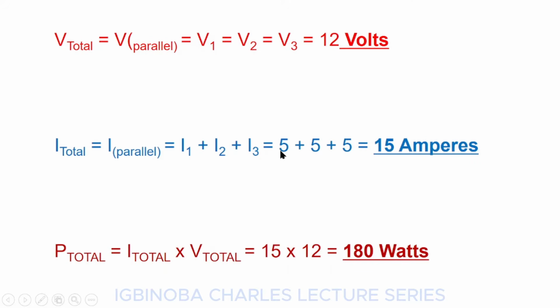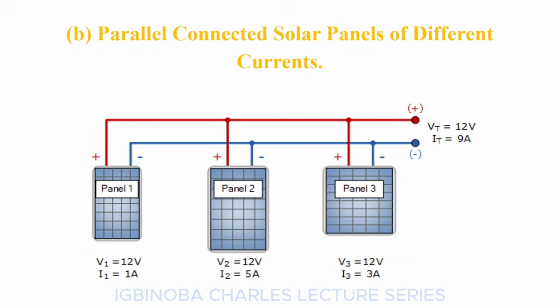So as long as they have the same current rating, it is easier to just multiply one current rating by the number of panels you have in the parallel connection.